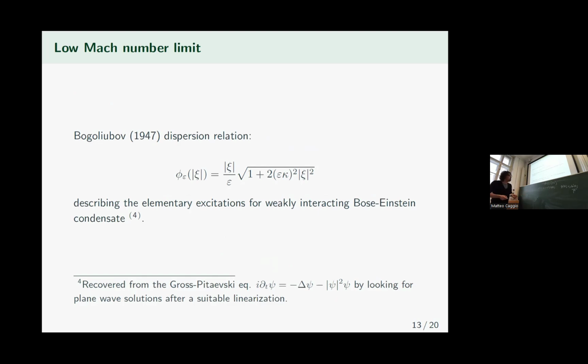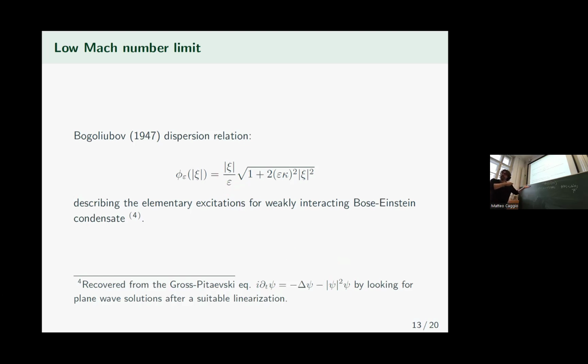Indeed, more than 70 years ago, Bogoliubov derived a dispersion relation for the waves that are characterized by this system. In particular, that work was done for a Bose-Einstein condensate, so a quantum wave, let's say. Through manipulation of the Gross-Pitaevskii equation, that is a nonlinear Schrödinger equation, one algebraic computation could be looking for a plane wave solution of a linearization of this equation, and then by some algebraic manipulation, you are able to derive that your dispersive wave has this kind of dispersive relationship.